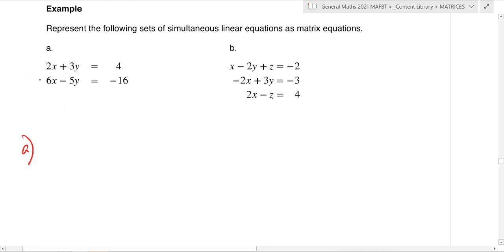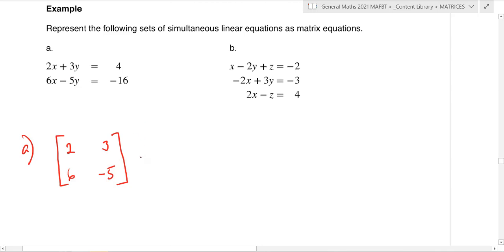I've got two equations. That means it's going to be a 2 by 2 matrix, a square matrix of some sort. All right, so just put your numbers in here, or your coefficients. So I can see the first one is 2. That next one is 3. So that's for the first line. Second line, you've got 6, and then you've got -5. Watch out for that operator there. It's not 5, it's a -5 in front of that 5.